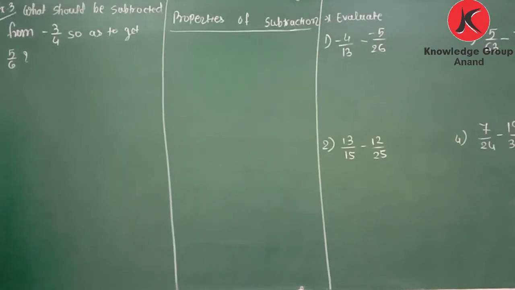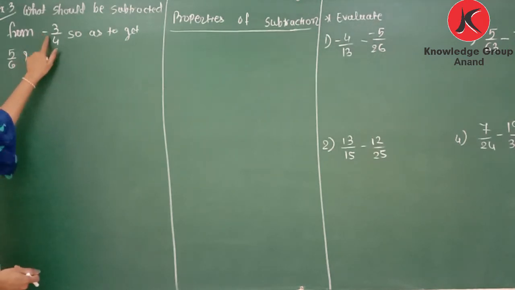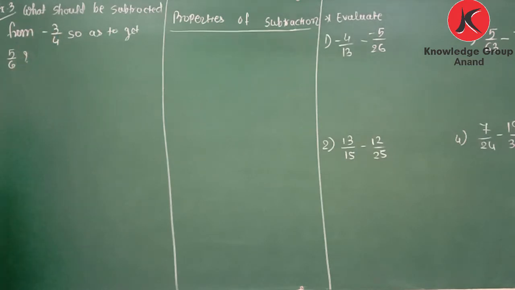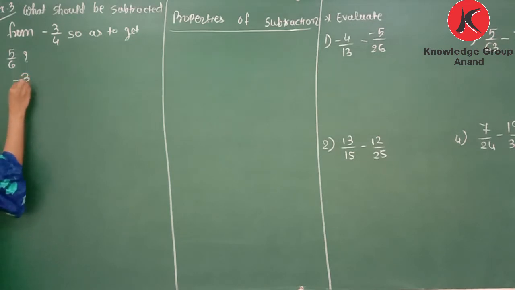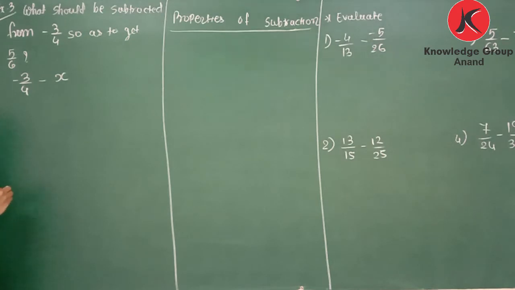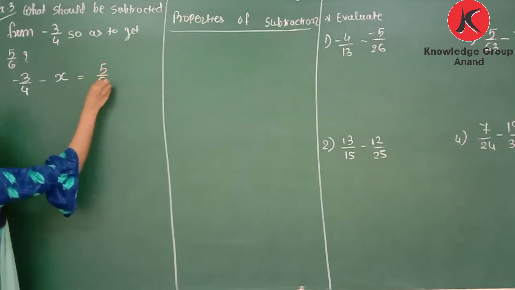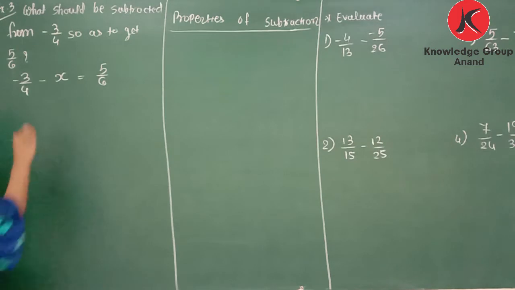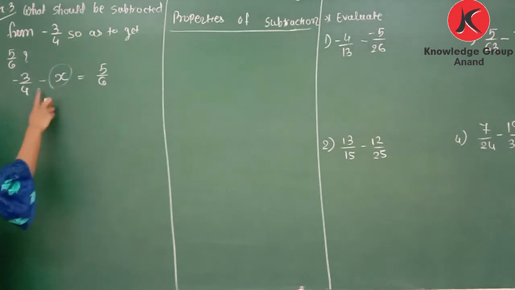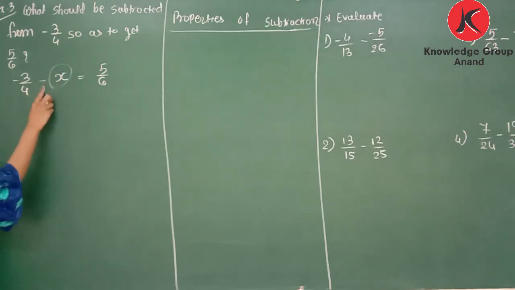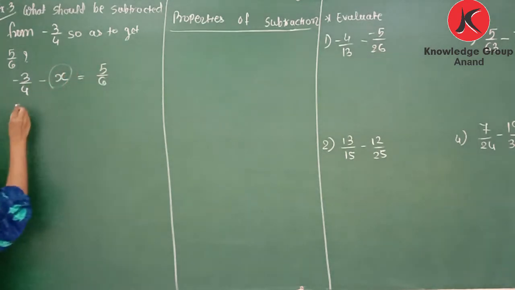Now let's take one more example. What should be subtracted from minus 3 by 4 so as to get 5 by 6? We need to subtract something from minus 3 by 4 so as to get 5 by 6. So we can write: from minus 3 by 4 we need to subtract something like x. So the answer is 5 by 6. Now we need to find x. But here it is minus x, so we take minus x on the right side, so it becomes plus.